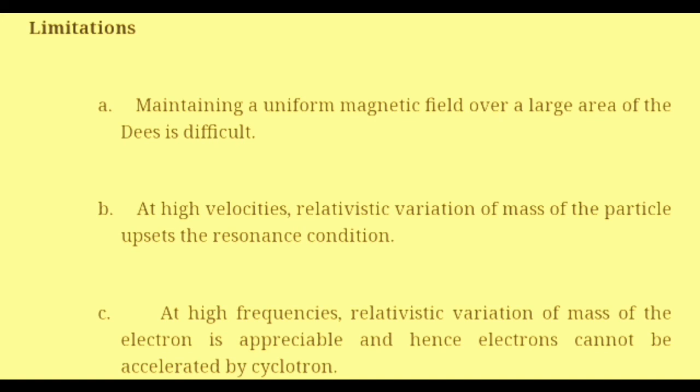And second, at high velocities, relativistic variations of mass of the particle upset the resonance condition. Due to the high velocities, there may occur variations in the relativistic mass of the particle, due to which the resonance conditions might not occur. So these are the limitations of the cyclotron. And at number 3, at high frequencies, relativistic variations of mass of the electron are appreciable, and hence electrons cannot be accelerated by the cyclotron. So at high frequencies, the variations in the relativistic mass of the electron can be seen, and as a result the electron cannot be accelerated by the cyclotron.